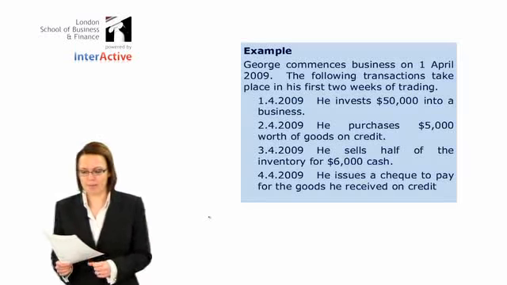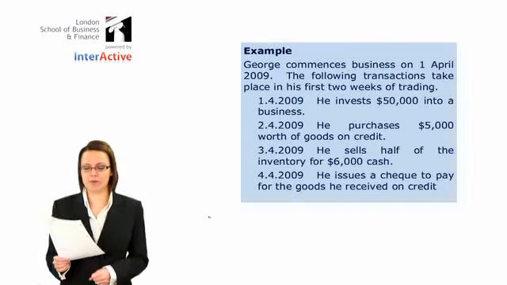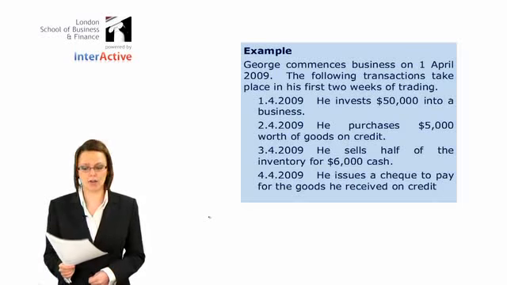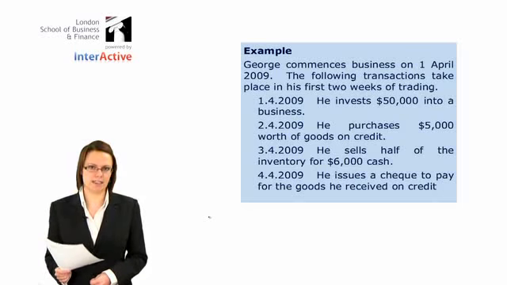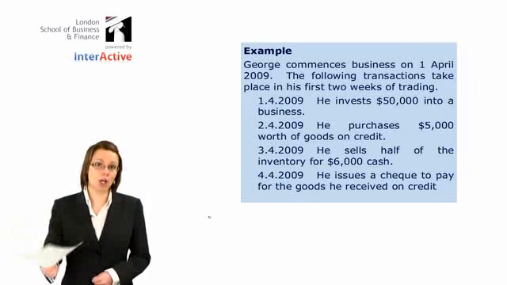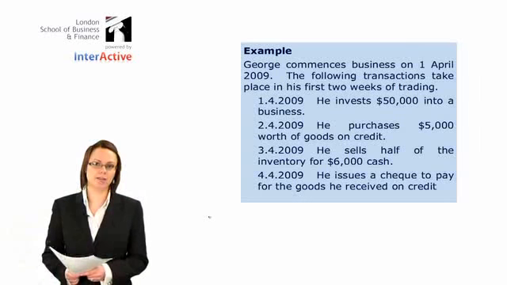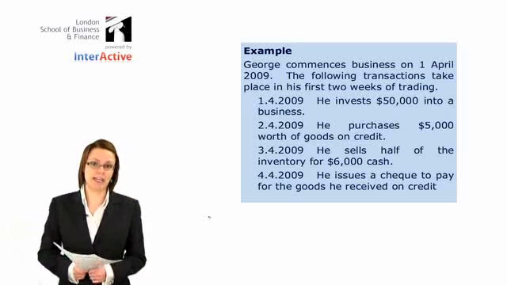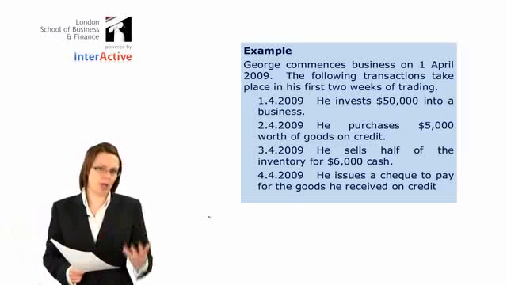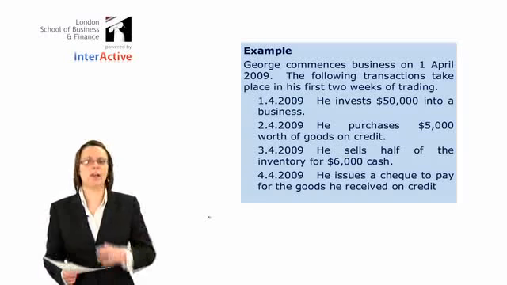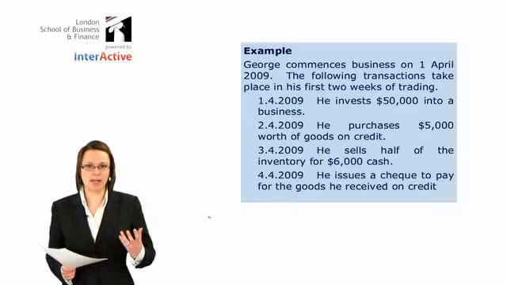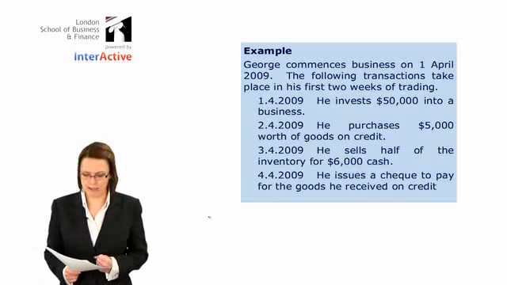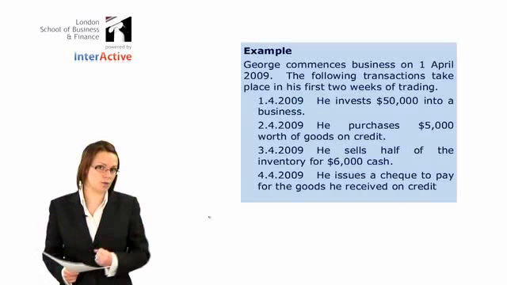Our next transaction. On the 2nd of April 2009, he purchases $5,000 worth of goods on credit. So George is purchasing goods from another supplier and he's promising to pay for those goods at a later date. That's what we mean by purchasing on credit. Okay? We've been given an amount of time before we actually need to settle the bill. Okay? So the $5,000 that we would owe to our supplier.